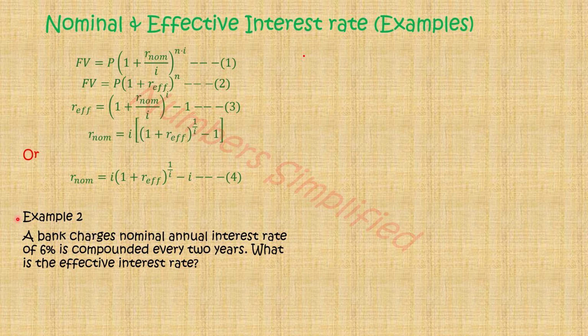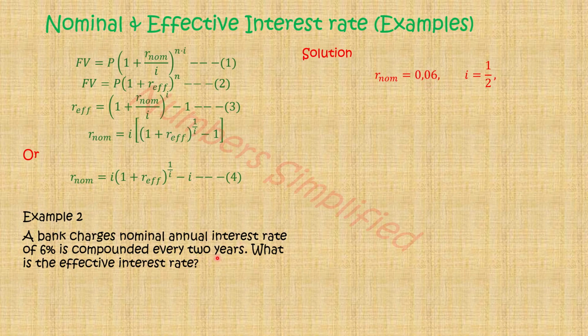Moving on to example 2. A bank charges nominal annual interest rate of 6%, which is compounded every 2 years. What is the effective interest rate? So, as before, we look at what variables we are given from the question. It's easy to see that we are given the nominal interest rate, which is 0.06 in decimals. And of course, that means 6%.